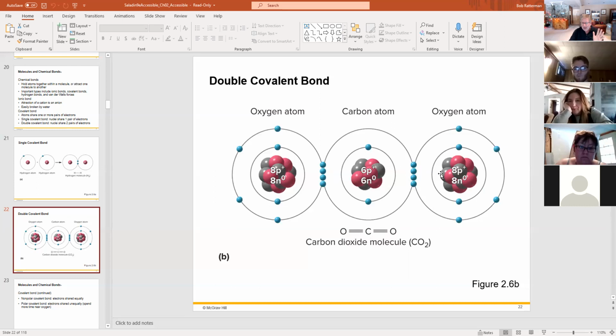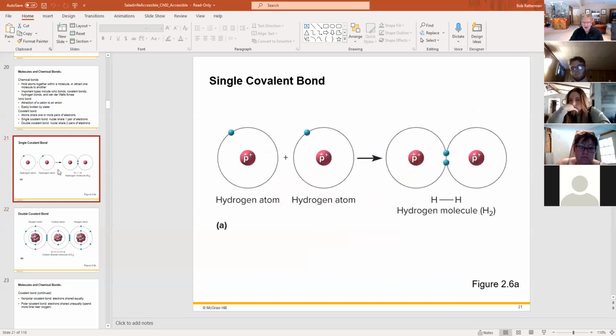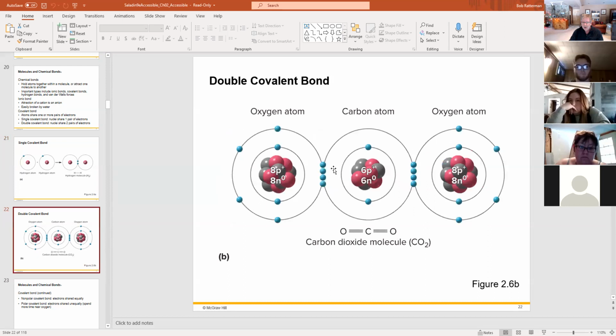If we achieve, again, full outermost energy levels or shells like we've done, that creates a stable scenario. And what we've created in this instance, of course, is carbon dioxide, which you're exhaling as we speak. And so rather than a single pair like we had between the hydrogens to make hydrogen gas, we shared two pairs, or four electrons, between the carbon and the two oxygens.